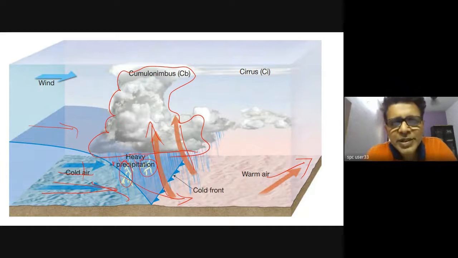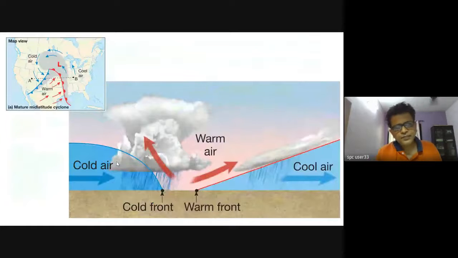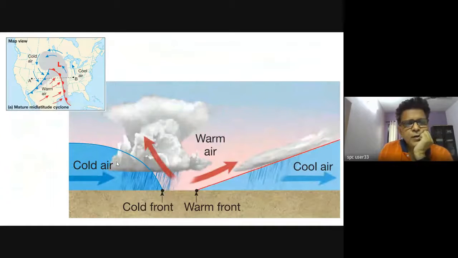But you'll seldom hear that these cumulonimbus clouds in the temperate regions have caused very heavy damages as such. There could be floods, etc., but very heavy damages and high wind speeds are not exactly the scenario in temperate cyclones.